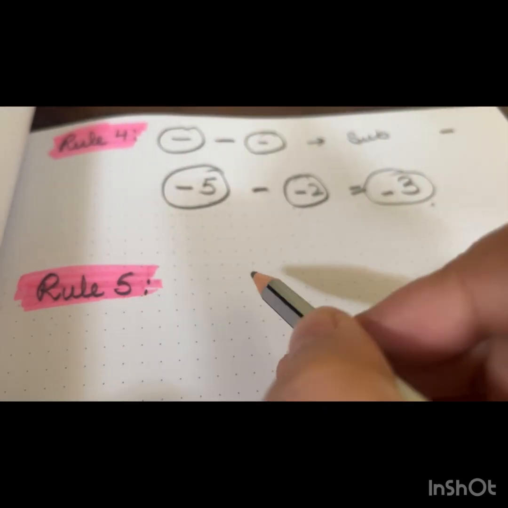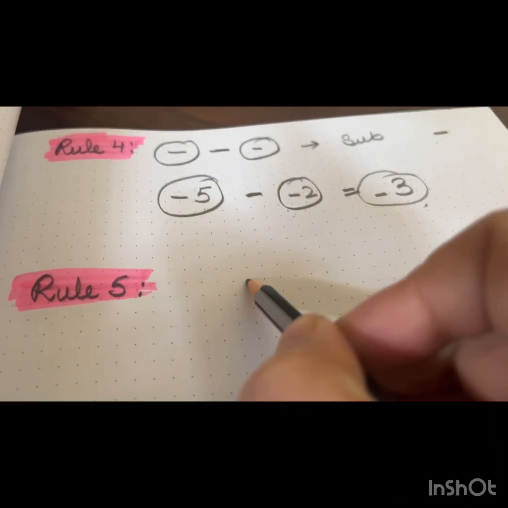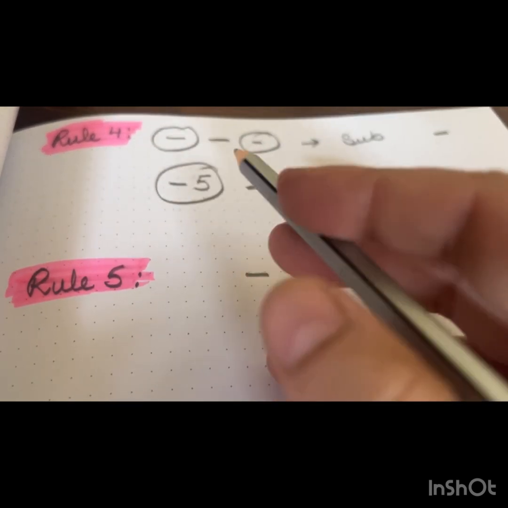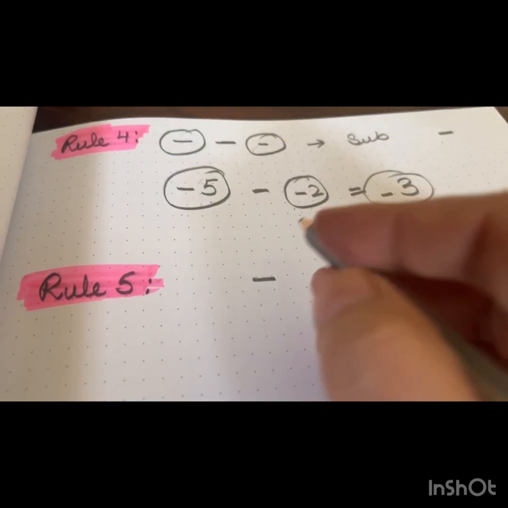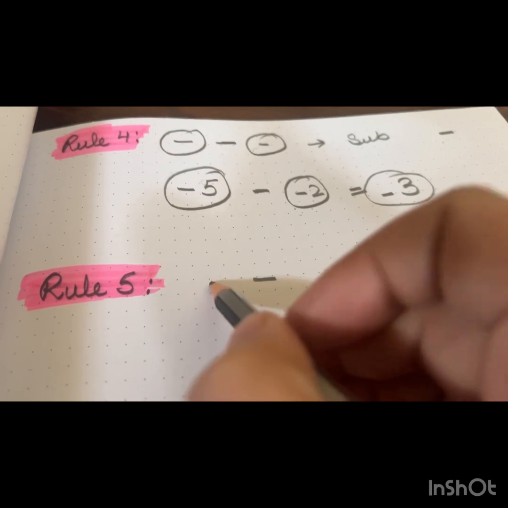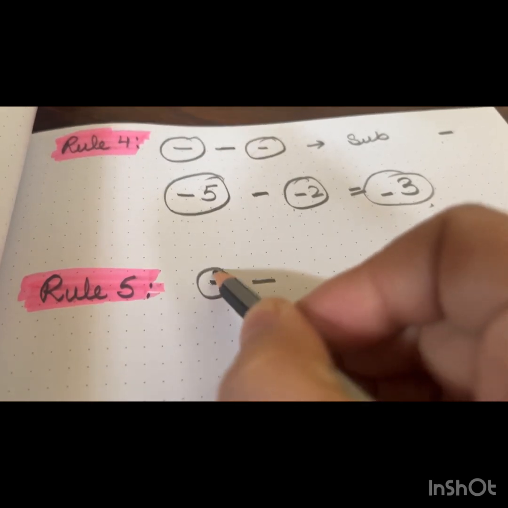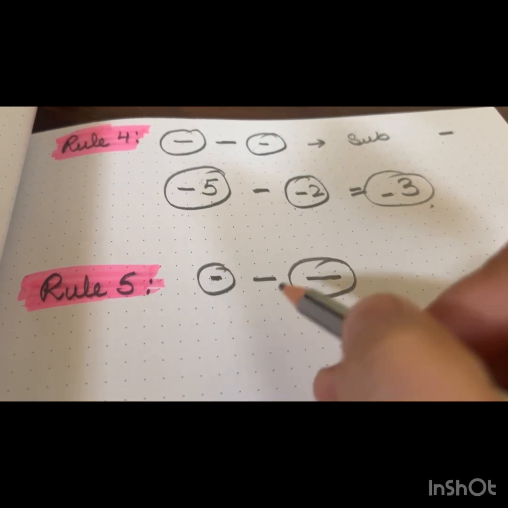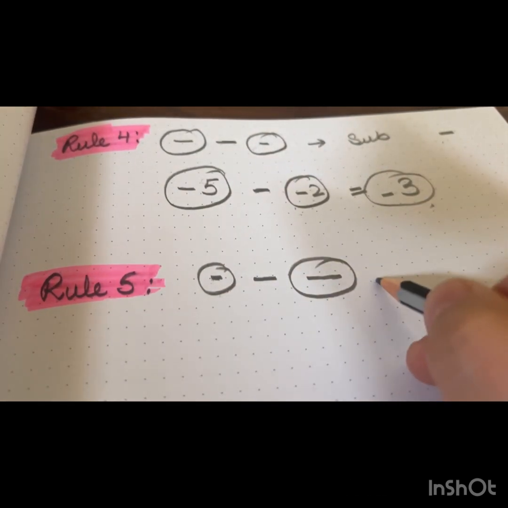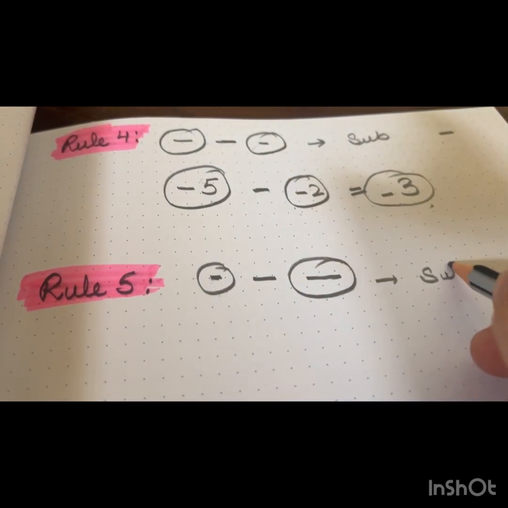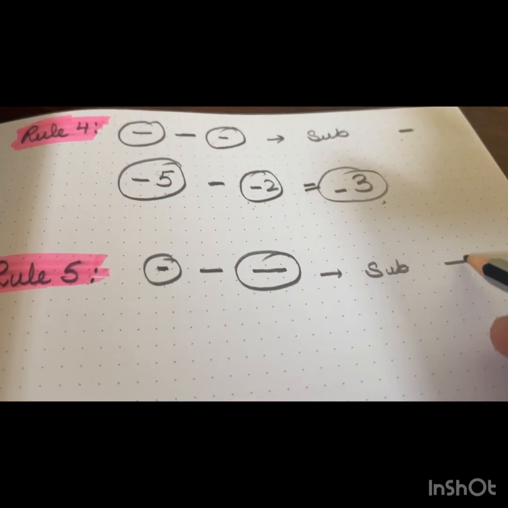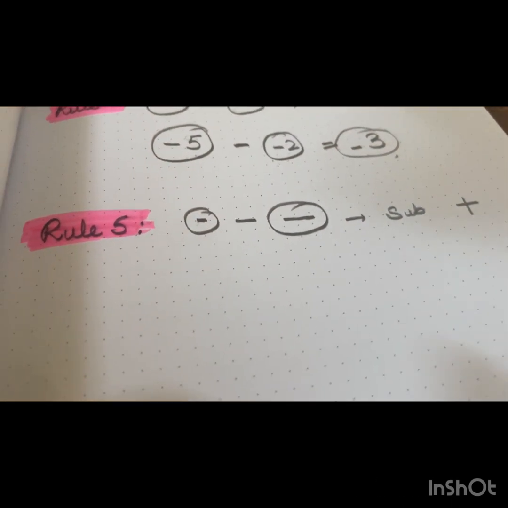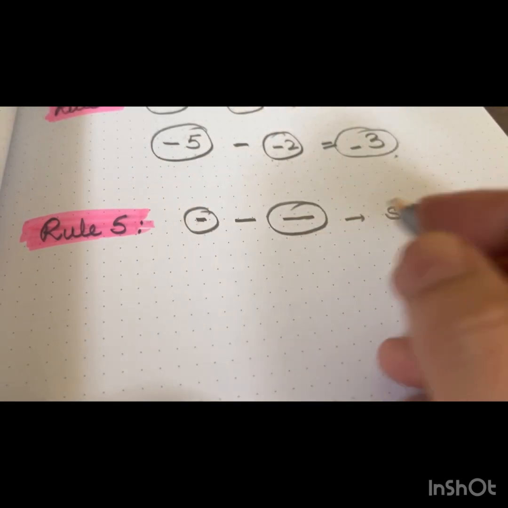Rule number 5 is, again, if we are subtracting both negative integers, it is similar to rule number 4, but the change is if the first negative integer is smaller, and the second negative integer is bigger than the first one, again we are going to subtract, but the sign we put is plus. So let me explain.